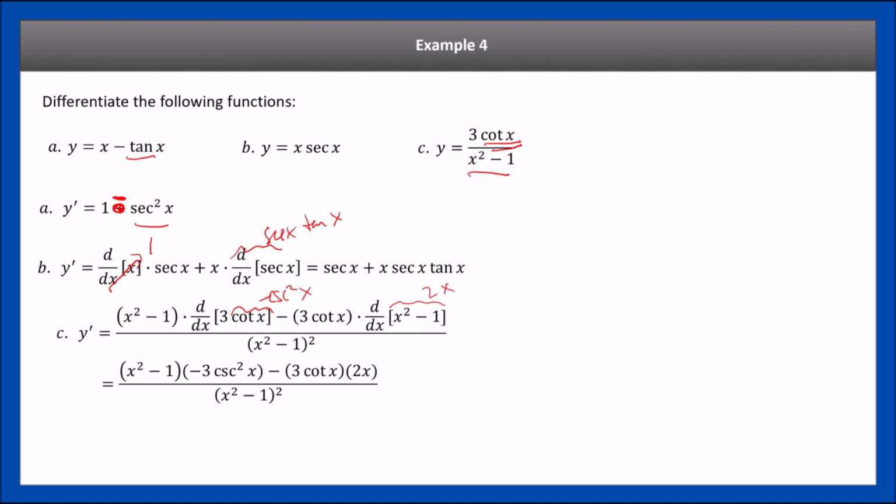And then we can simplify a little bit. I'm just going to go ahead and multiply. So we have the 3 times 2, which is the 6 right here. And then we pulled a negative 3 out to the front, to the first term. All right, and there's your derivative using the quotient rule.